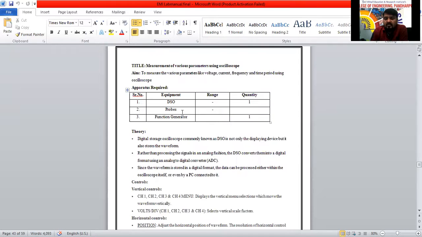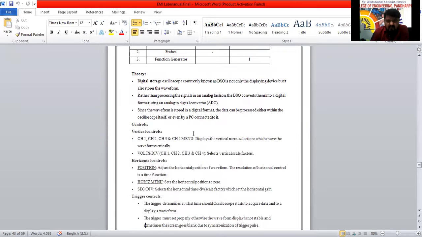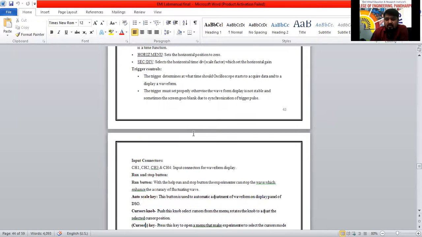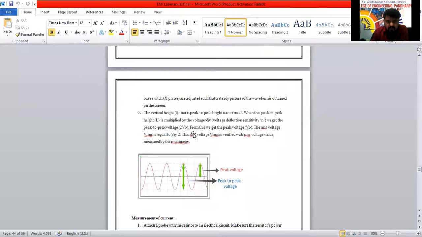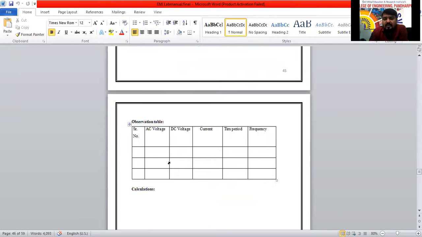To connect that, connecting probes are required. The function generator, which we are going to use, gives the supply to the DSO to get the output. Instead of explaining all the theory, I will go directly to the monitor. Before the procedure, I will take the observation table and diagrams. The observation table shows what we have to measure: DC voltage and current, AC voltage, time period, frequency.